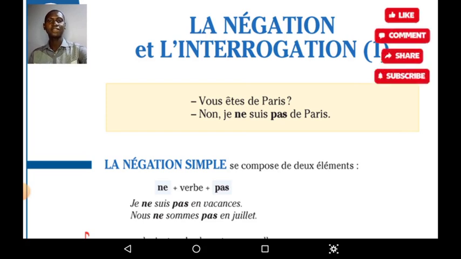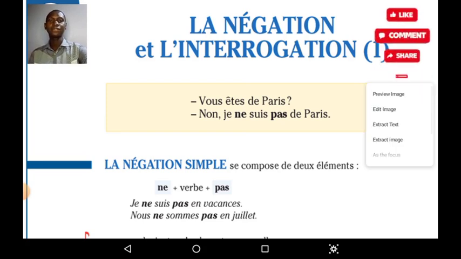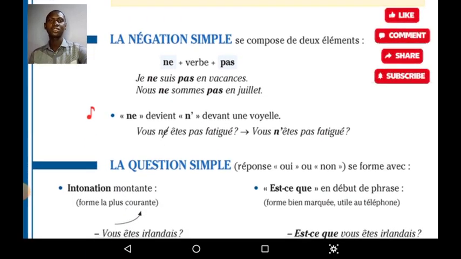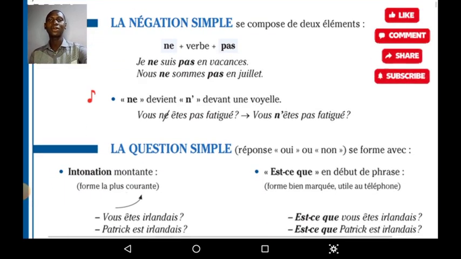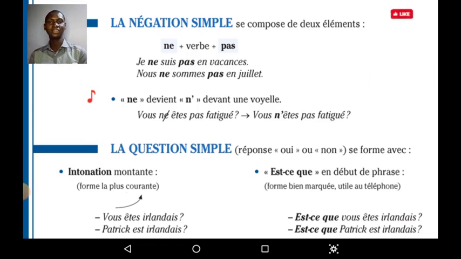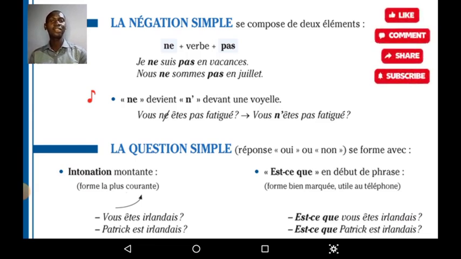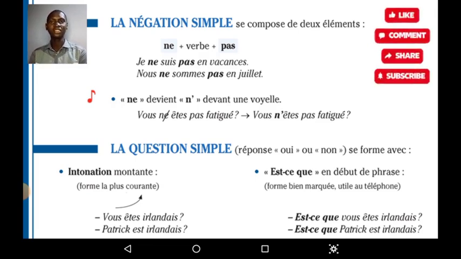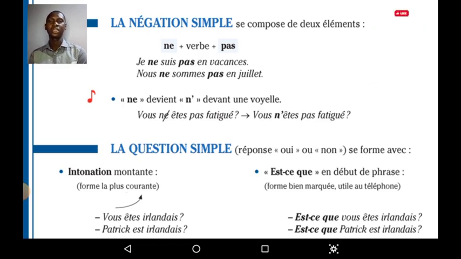The examples we have, as you can see on your screen, are, for example, je ne suis pas en vacances. Je ne suis pas en vacances. That is, I am not on holidays. You see, the suis is the verb être, and then the ne is the first part of the negation, and then the pas is the second part, and we put the suis in between. The sentence in the affirmative is je suis en vacances. But now I put it in negation. We're saying je ne suis pas en vacances. So I've learned how to say I am not in French by doing that. I am not on holidays.